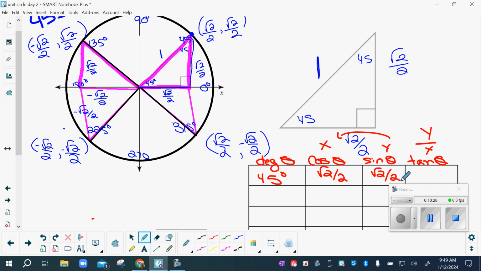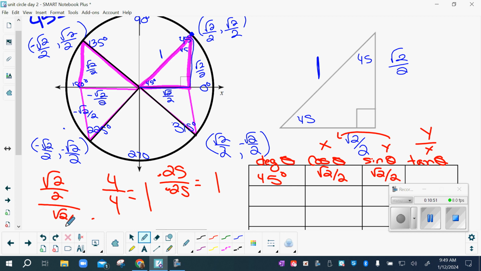Now, we got to do tangent, and it looks scarier than it is. Does 4 divided by 4 freak anyone out? No, it's just 1. Does 0.25 over 0.25 freak anyone out? No, it's just 1. Root 2 over 2 divided by root 2 over 2, guess what it's going to be? Just 1. They kind of cancel each other out. So we're just going to get 1 there. We're not going to flip out on that.